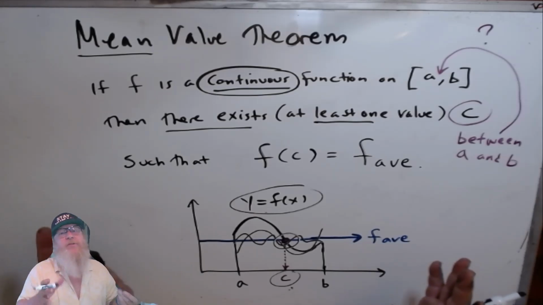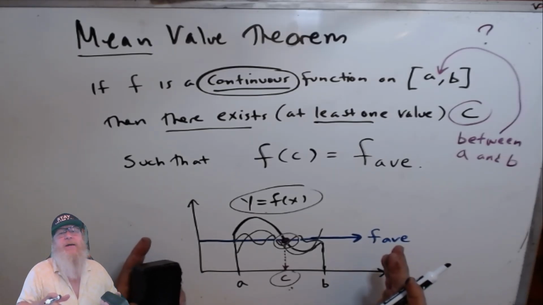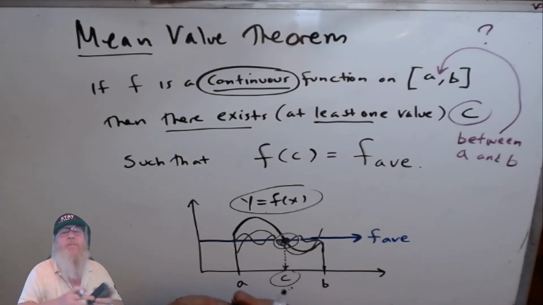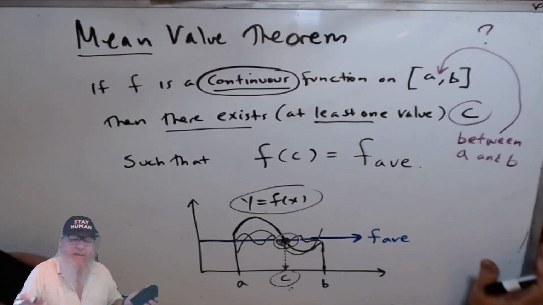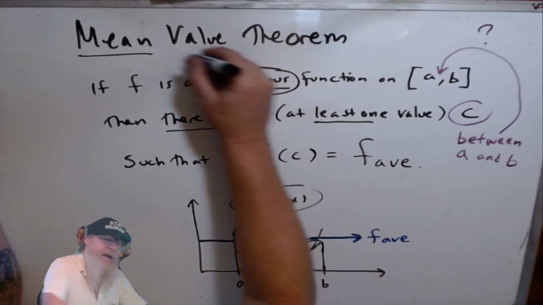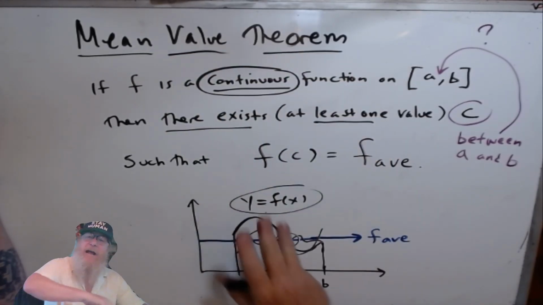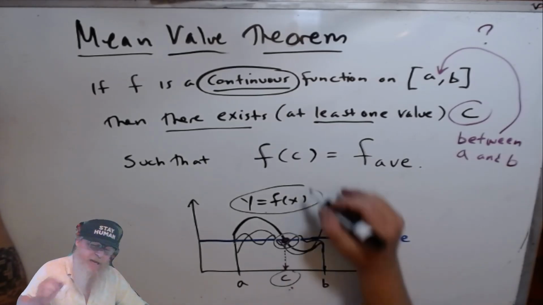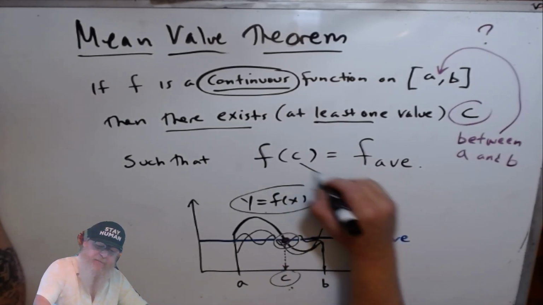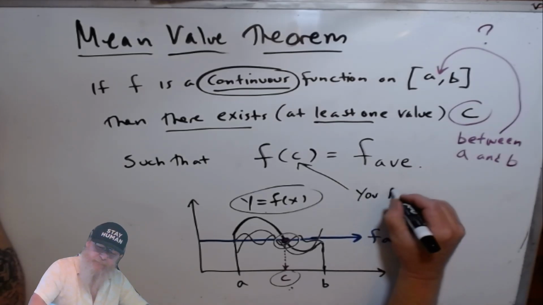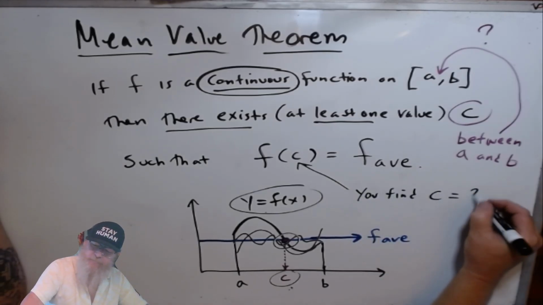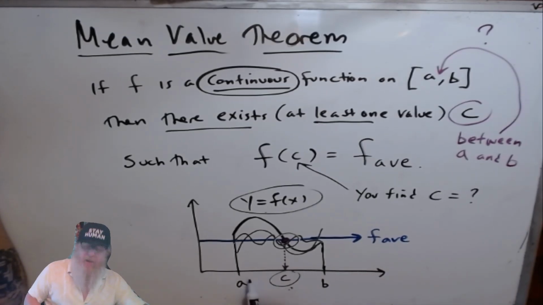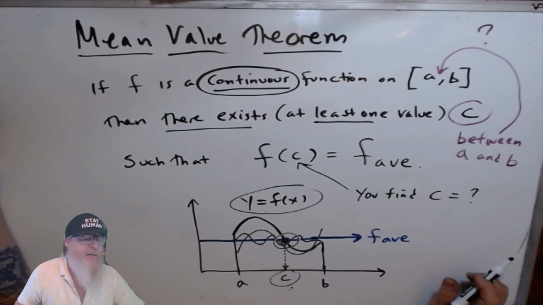right? Now we will do some business applications, and I'll explain more about how these concepts can be related. But for now, we have the mean value theorem. It's very abstract. We're assuming we have a continuous function, and I'm going to next ask you to find the value of C. At least you know where to look. It's going to be somewhere between A and B.